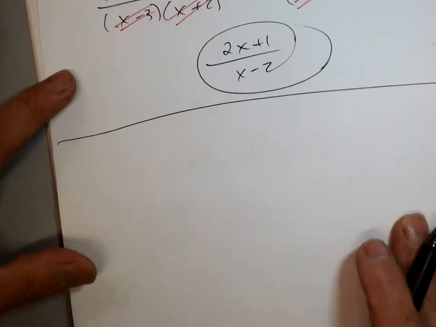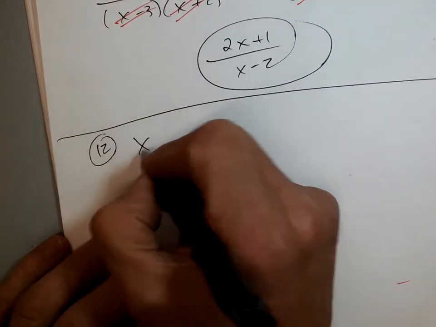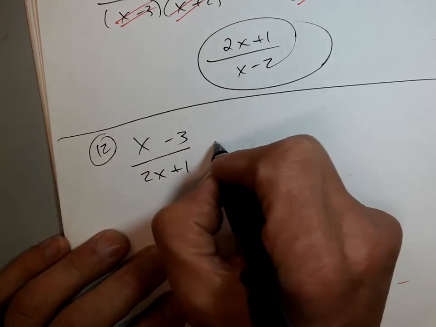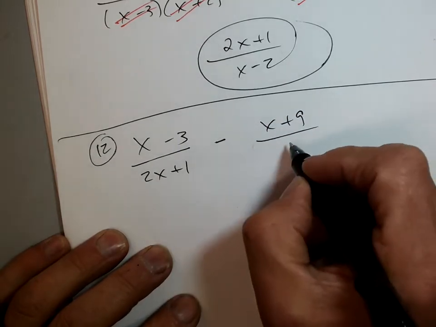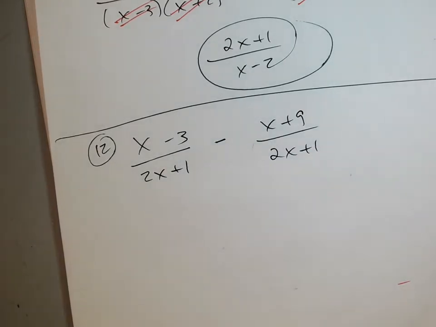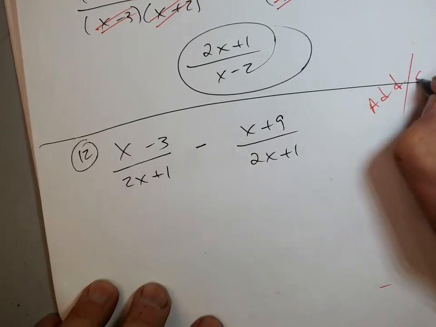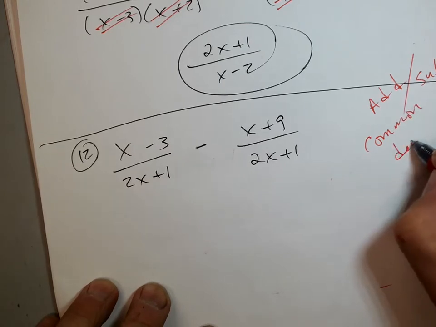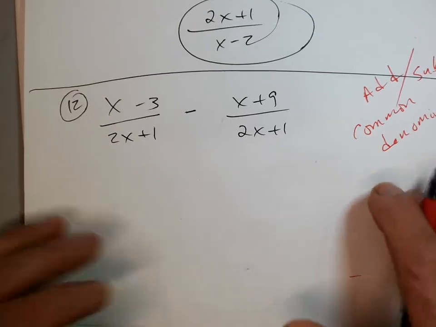Scoot it up. So, 12, we've got x minus 3 over a 2x plus 1. Subtract an x plus 9 over a 2x plus 1. Okay, when we add and subtract, write yourself a note. We're adding, subtract. Add, subtract, you need a common denominator. Right? Go back to 6th grade math, always. Add, subtract, you need a common denominator.